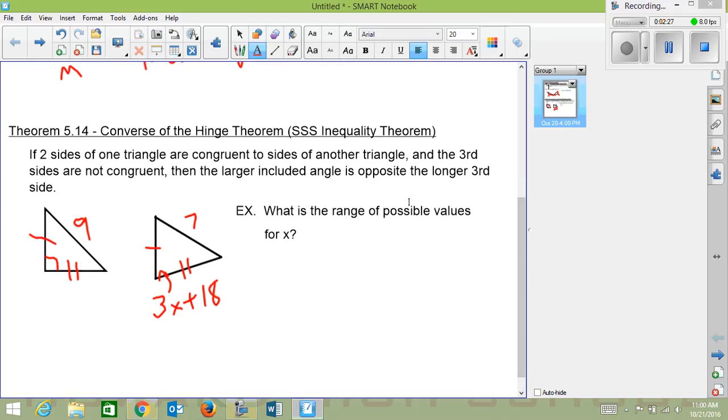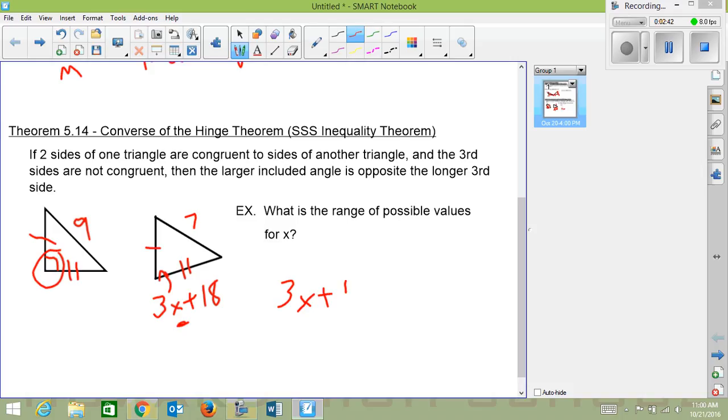So it says, what is the range of possible values for x? So what could x be? This x right here. So I'm showing you that this is a 90-degree angle. So I know that 3x plus 18 has to be less than 90 because this is the longer side, making this the bigger angle. So it has to be less than 90. So that's the first part of it.